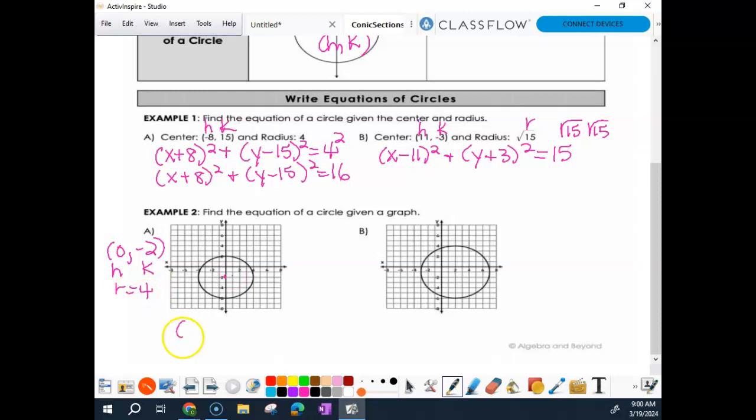So when I fill in the formula, I'm going to get x minus 0 squared plus y is a negative 2. So what goes in the parentheses? Positive 2 squared equals 4 squared. So the x minus 0 squared, is it okay if I just write it like this? Yeah. Okay, you guys do B.